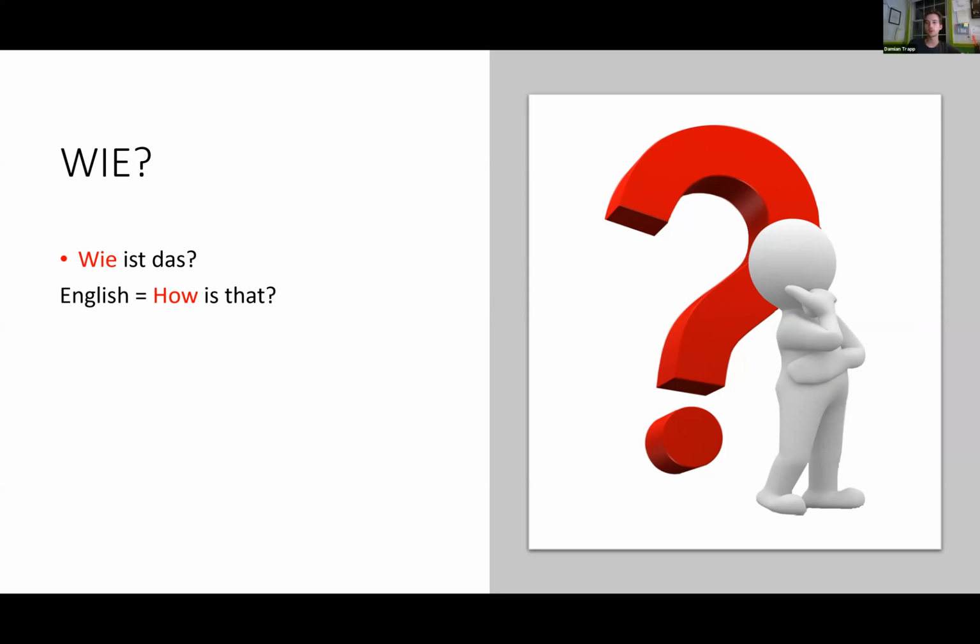And we've already encountered the word wie, the question word, because we ask wie geht es dir, which is the question, how are you? Wie geht es dir? How, wie are you? Wie geht es dir?